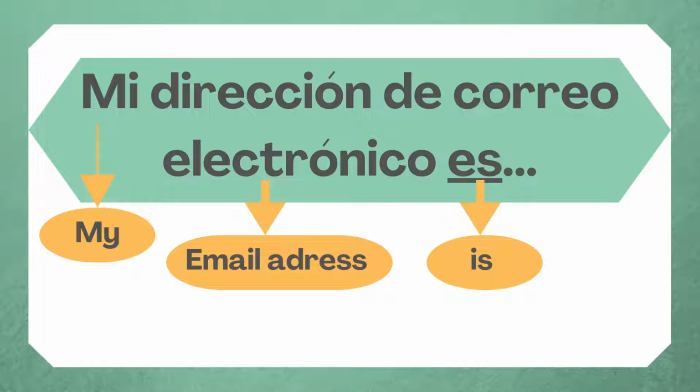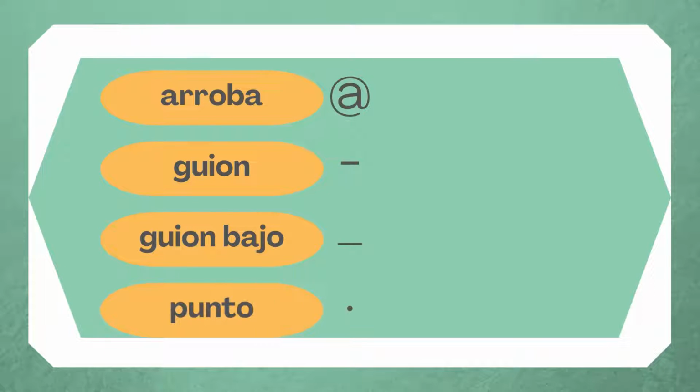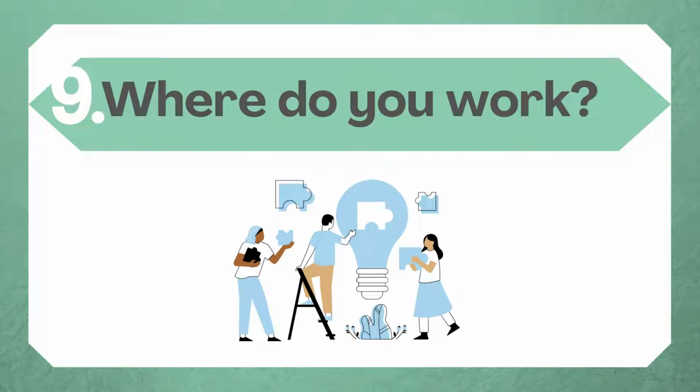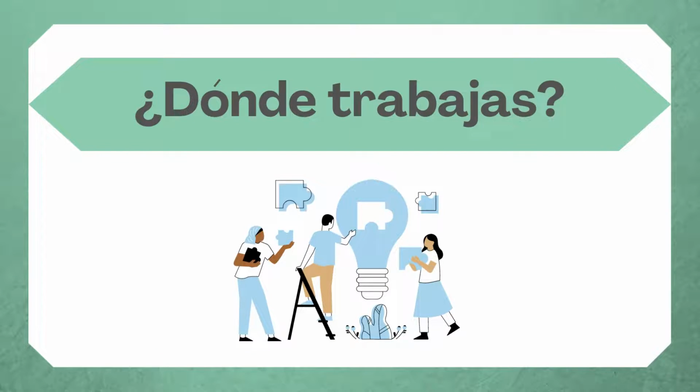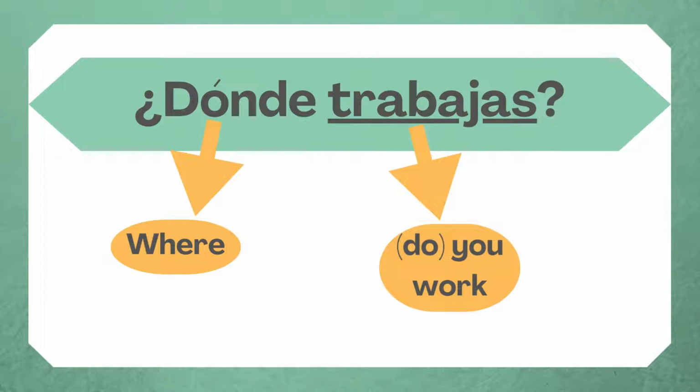If you then want to spell your email address, the following terms could be important for you. Arroba, guión, guión bajo, punto. The next question is, where do you work? ¿Dónde trabajas? ¿Dónde, where, trabajas, do you work?